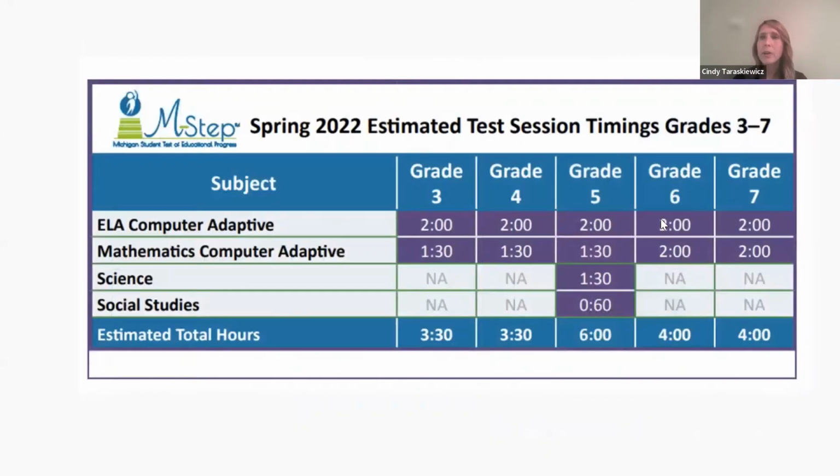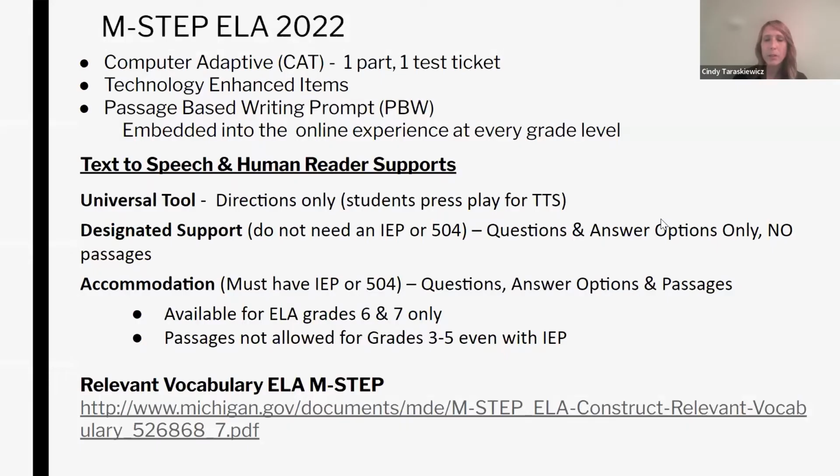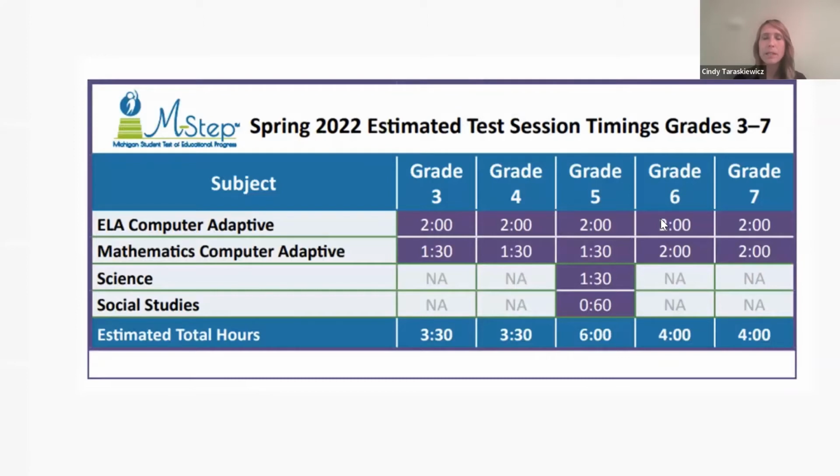This just breaks down the timings. I'm sorry, go back. This just breaks down the timings, so you can see how much time is allotted when you're writing your schedules. Again, these are estimated test times. Students are allowed as much time as they need. If they don't finish within the test time of that period or that day, students can come back and finish as many times as they need until testing is done. You cannot time them and rush them through the test. They get as much time as they need.